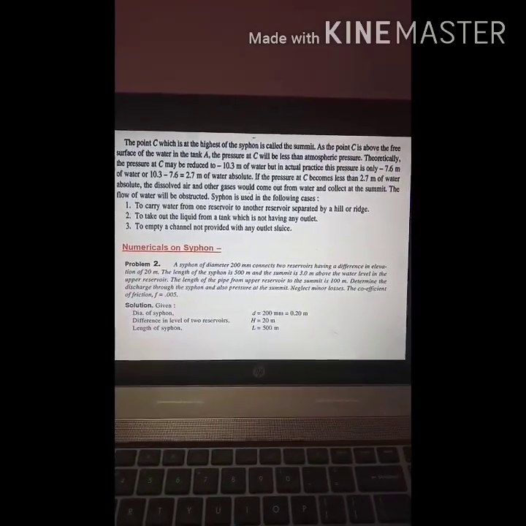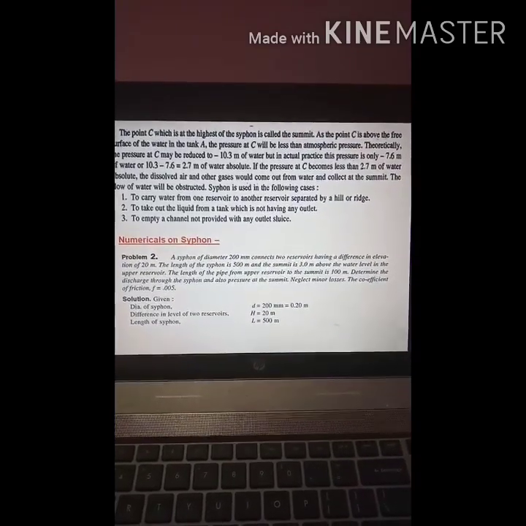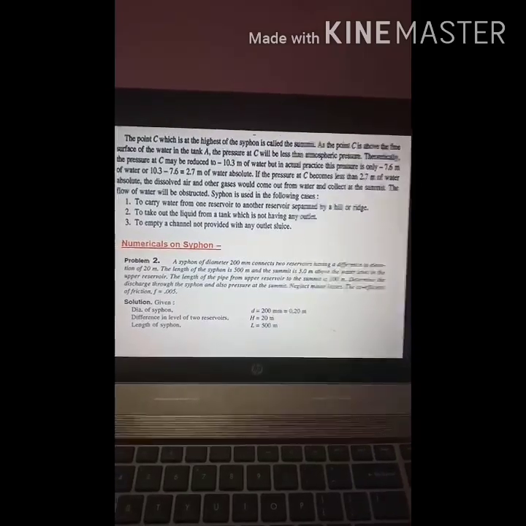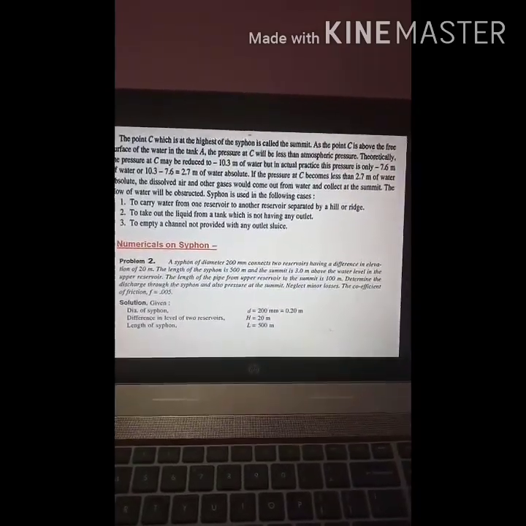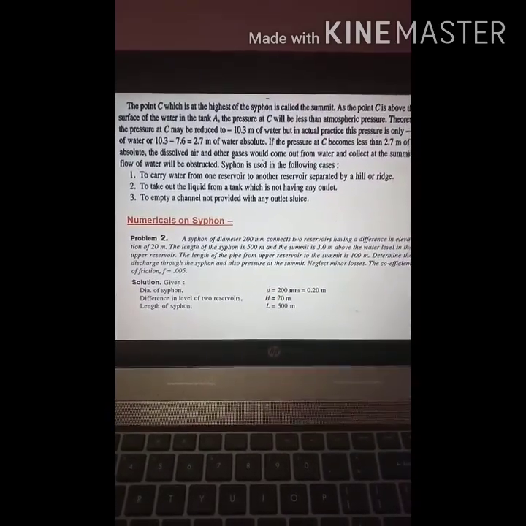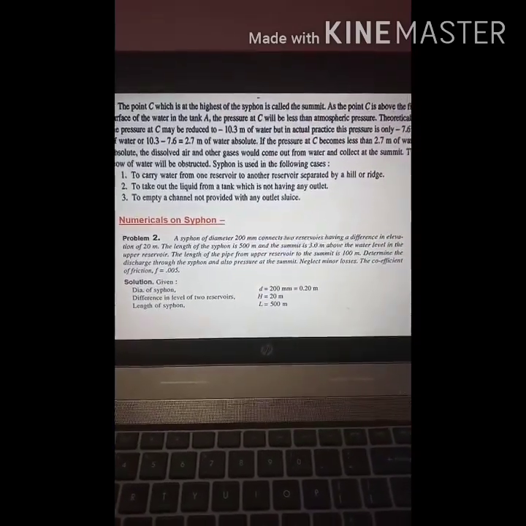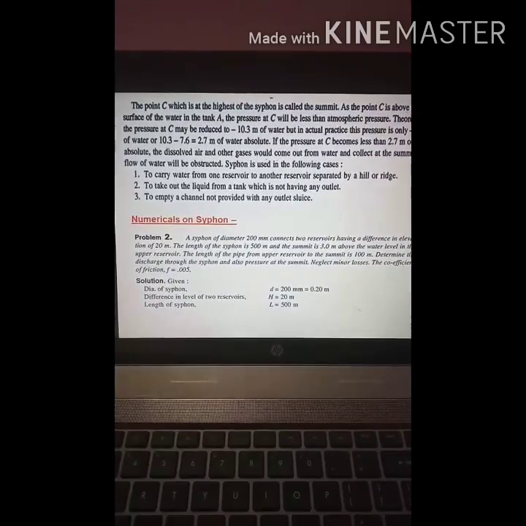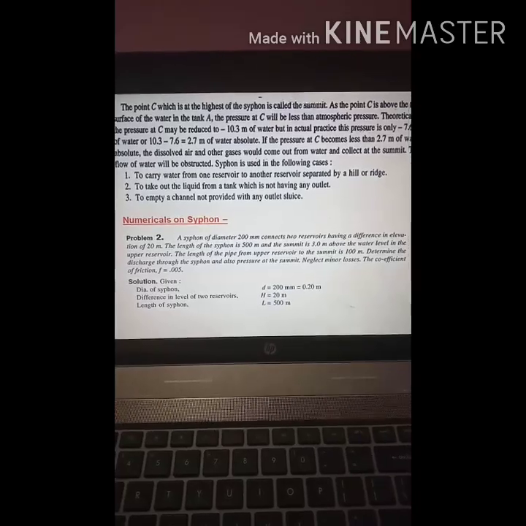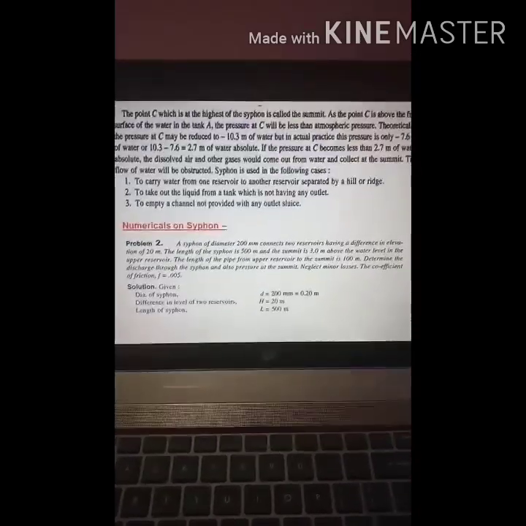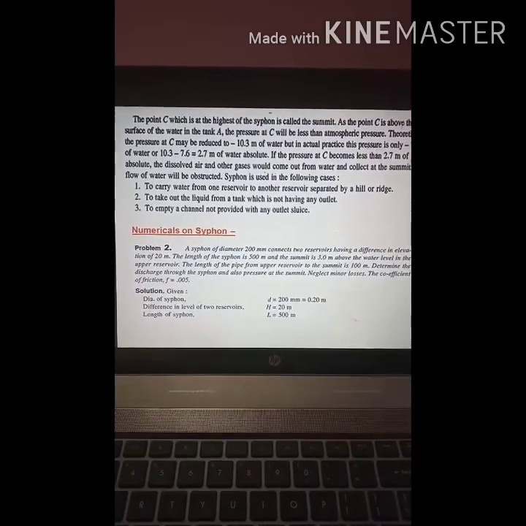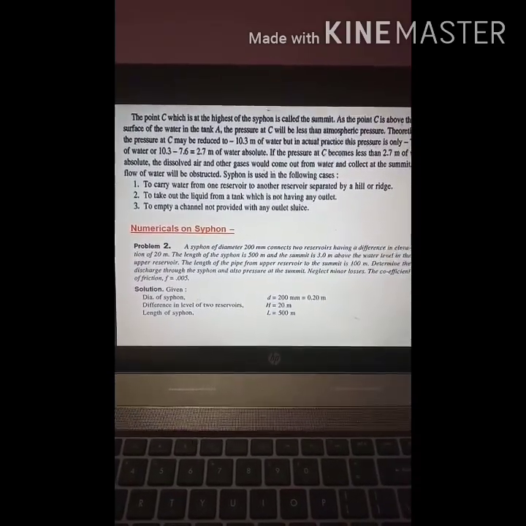If you calculate, that is 10.3 minus 7.6 meter. 7.6 meter is the negative pressure, that is the vapor pressure of water. Above that, your pressure should always be there at the point C. So here it is coming as 2.7 meter of water absolute. In this case, 7.6 is the vacuum pressure or gauge pressure, and 2.7 is the absolute pressure.